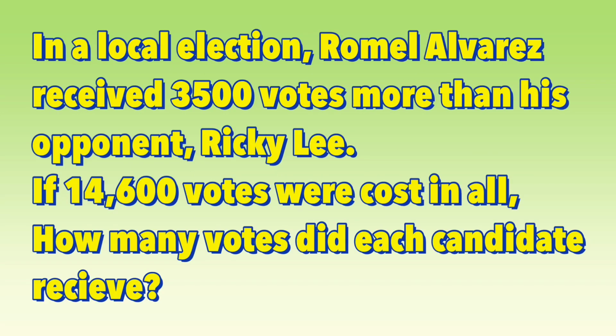Number one problem. In a local election, Romel Alvarez received 3,500 votes more than his opponent, Ricky Lee. If 14,600 votes were cast in all, how many votes did each candidate receive? So we have to analyze the problem first. Romel Alvarez received more than his opponent. The more than is 3,500.